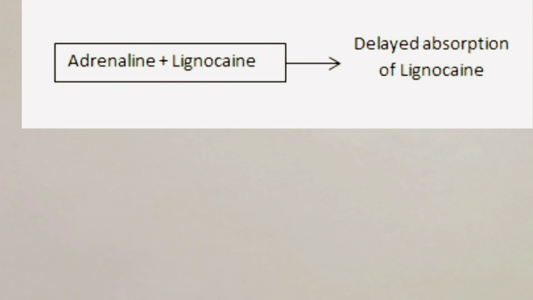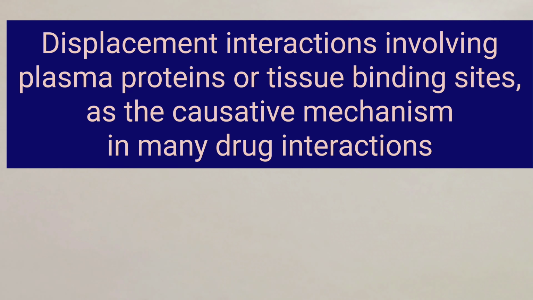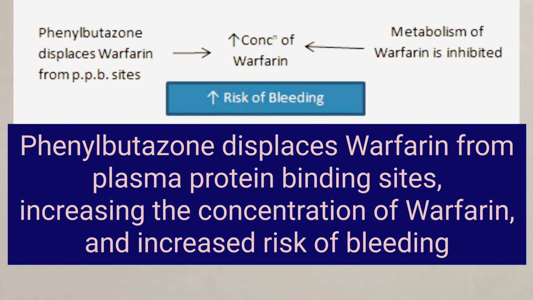There are several instances where drugs can alter plasma protein binding and additionally reduce the elimination of the drug. For example, phenylbutazone displaces warfarin from plasma protein binding sites and increases the concentration of warfarin. So if the metabolism of warfarin is inhibited, the increased concentration of warfarin can increase the risk of bleeding. This is because warfarin has a narrow safety margin and small increases in plasma concentration of the drug can lead to increased risk of bleeding.